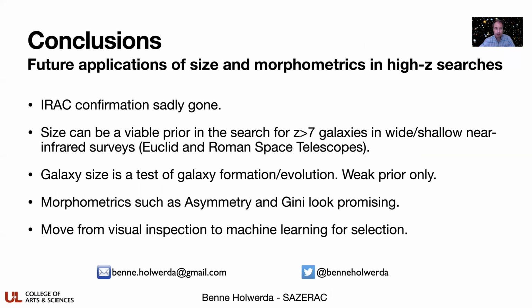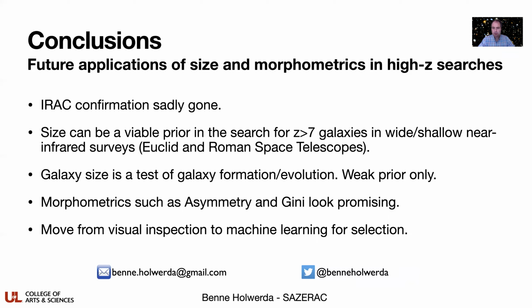So my conclusions are about the future applications of size and morphometrics in high redshift searches. Our confirmations are sadly gone. We're still waiting for James Webb. And so the size can be a viable prior in our initial searches for high redshift sources, especially for the wide, shallow searches. Galaxy size is a good test of galaxy formation and evolution, so use a weak prior only, but it can definitely be a prior, and we should probably cut it off at half an arcsecond, because anything beyond that is definitely not a high redshift source.